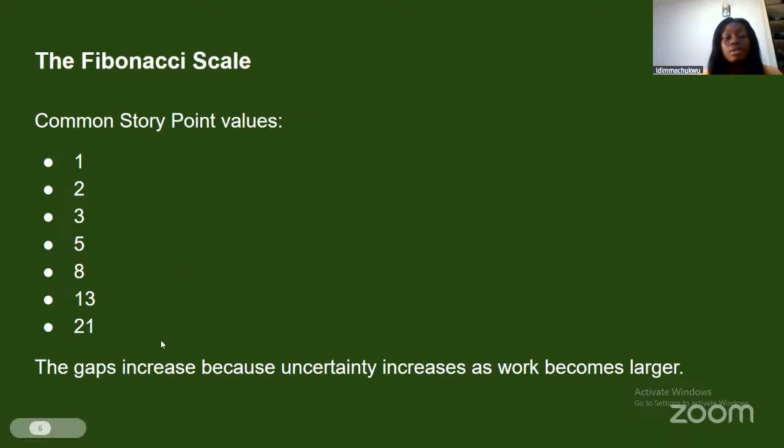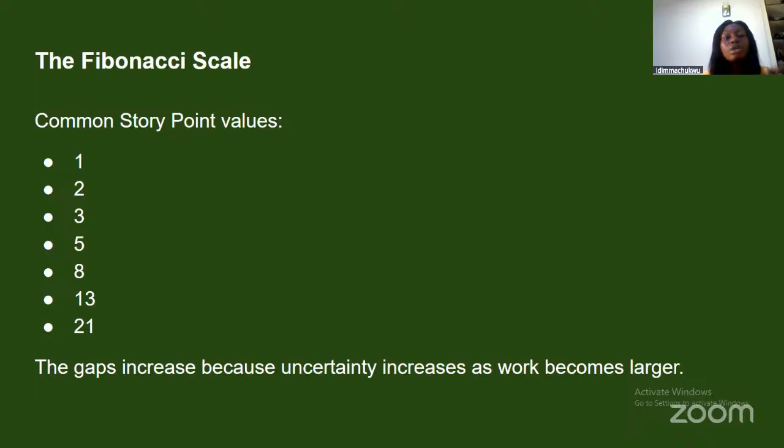Now, the story points. The very common one that is used is the Fibonacci scale. There are many others; I think I know about five. But the second one I can remember is the t-shirt estimation method, where you have extra small, small, medium, large, extra large, and all those sizes you see on a t-shirt.